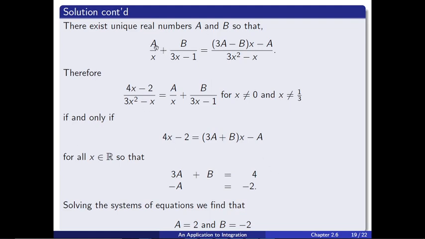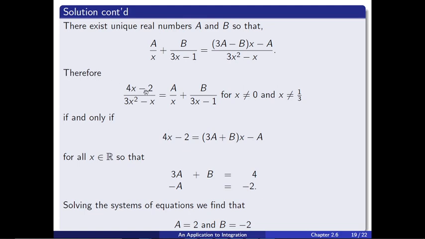so that a over x plus b over (3x minus 1) will be equal to that. Here we can see that x appears once in the denominator, and 3x minus 1 appears once in the denominator, so that is fine. And then if we put this under one denominator, we get that. And then if we rearrange, we end up with that, right?